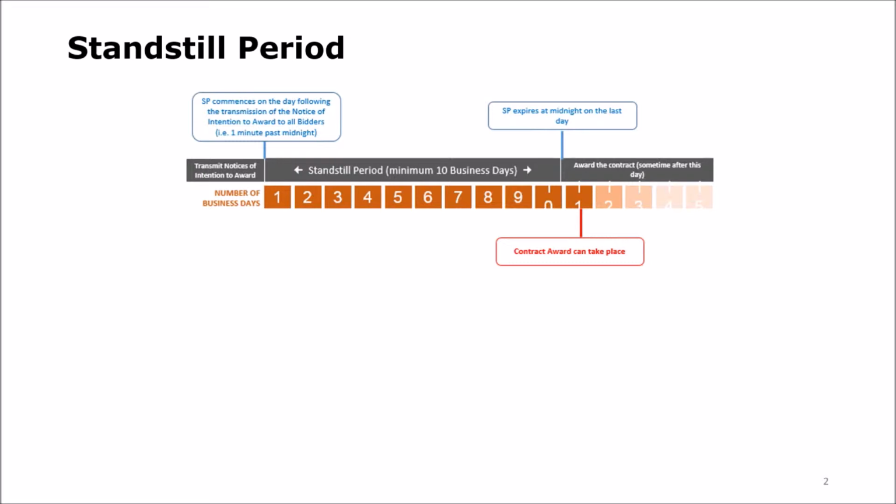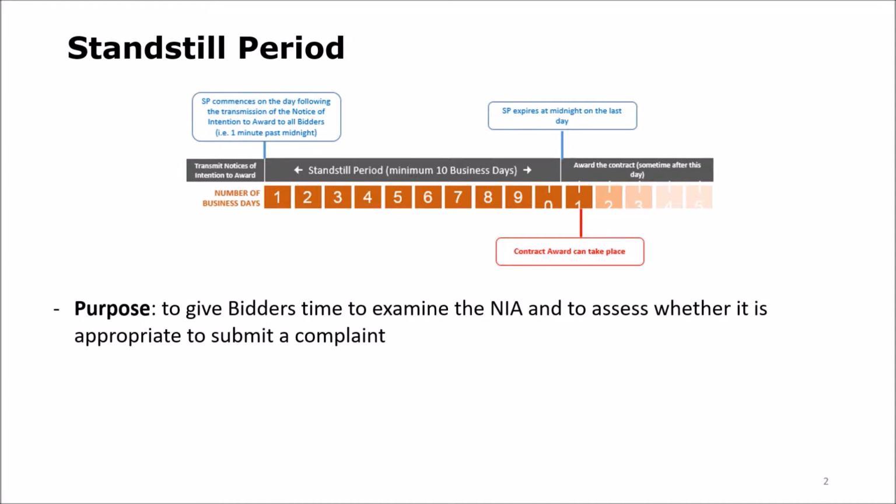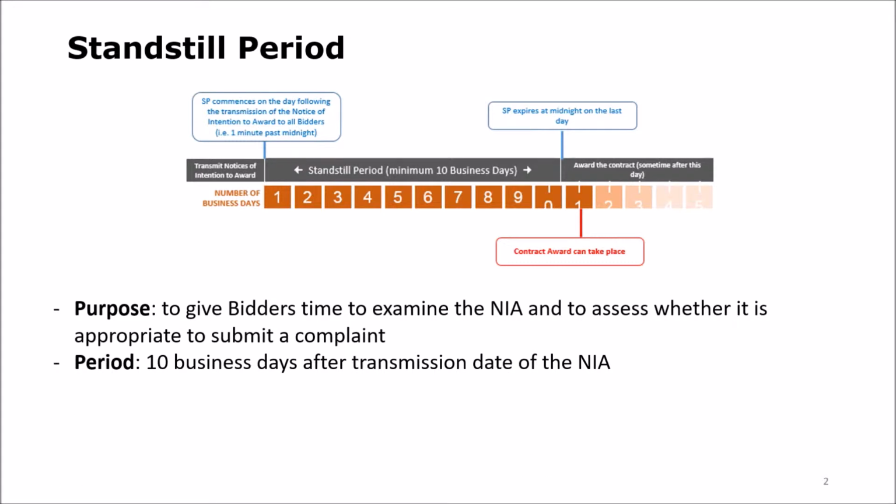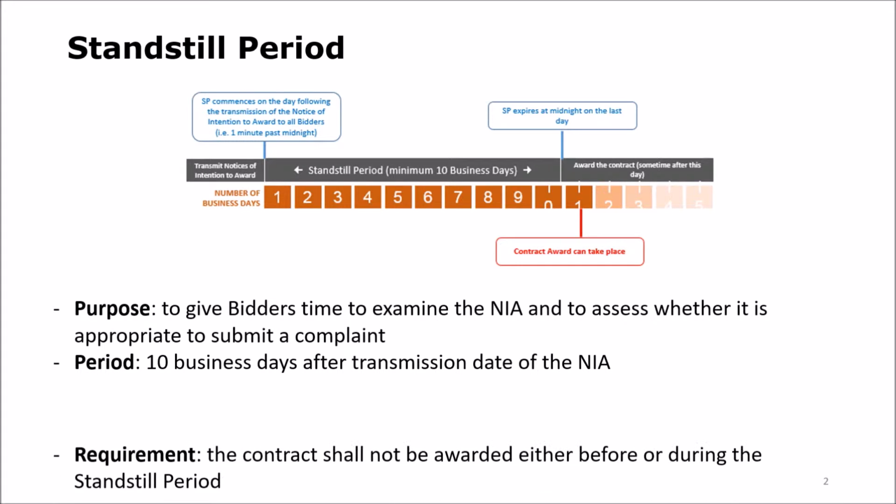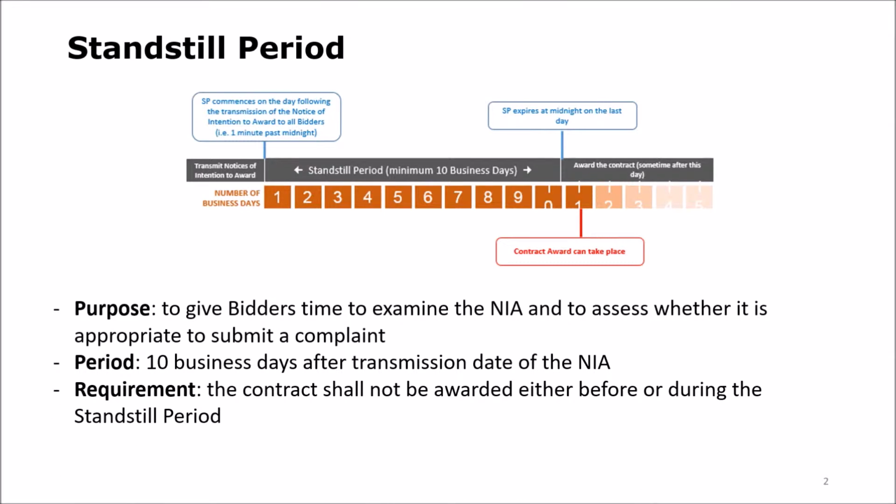The standstill period aims to give bidders or proposers or consultants time to examine the notification of intention of award and to assess whether it is appropriate to submit a complaint. The standstill period shall last 10 business days after transmission date of the notification of intention to award, unless it is extended. The contract shall not be awarded either before or during the standstill period.